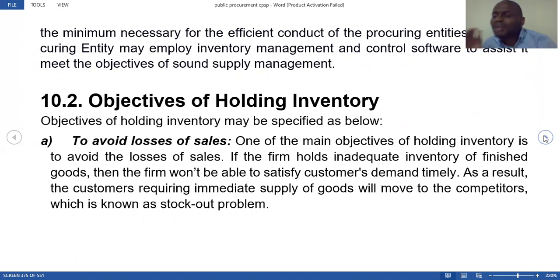And if you have unplanned demand, then it means the inventory that you held will play a very critical role, because customers will always want items. And whenever they don't get those items, then they will always look for alternative ways of getting those items. Therefore, you need to have at least some items held in your warehouses or stores.